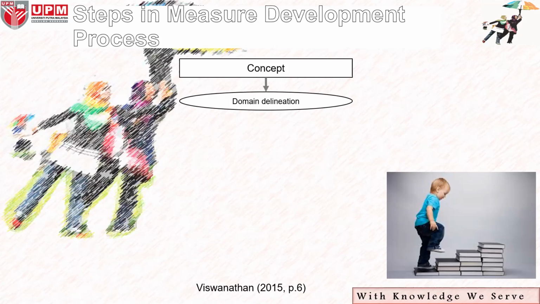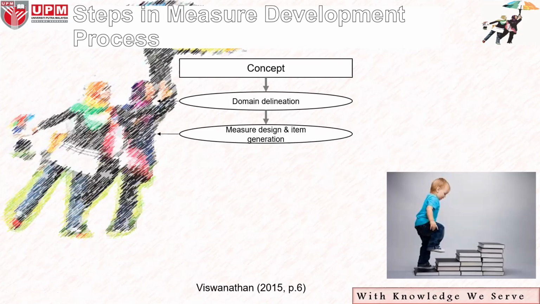Sama kalau dalam business ke kan, kita buat benchmarking. Konsep ni sebenarnya from the concept we come up with benchmarking. We do the analysis to come up with benchmarking. Okay, and then from the result of your analysis, then you come up with domain delineation. Okay, and then we measure the design and item generation. Okay, after we identify the domain, then we design the measure.